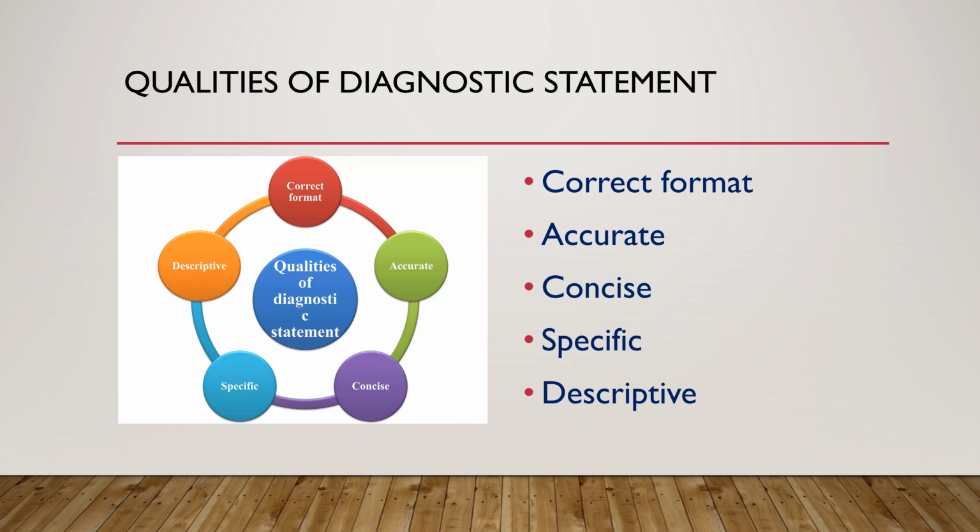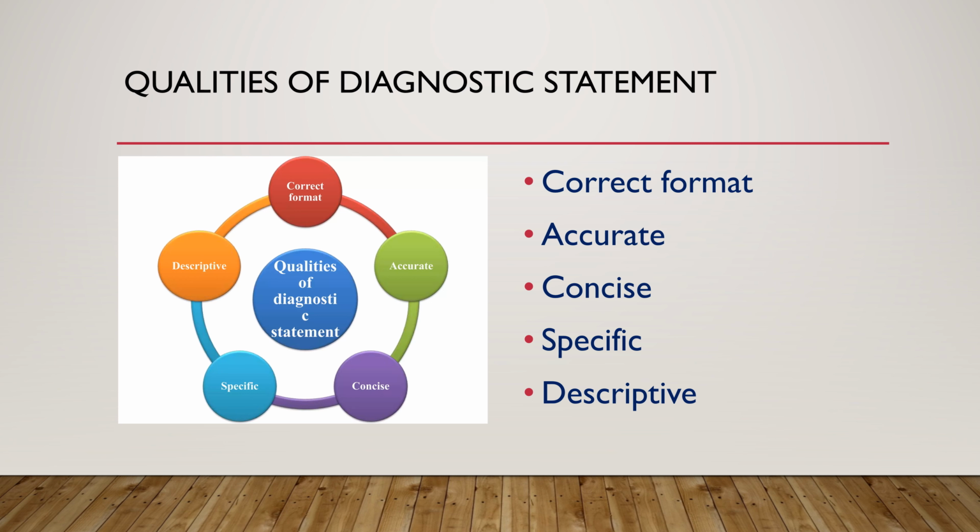So let's now discuss some of the qualities of the diagnostic statements. The first thing is that the format you are using is accurate. For example, for an actual nursing diagnosis, you have to use a three-part nursing diagnosis. For a risk diagnosis or potential diagnosis, you can use two parts. For a syndrome diagnosis, you can use one part. So you have to choose the actual format. It should be accurate: the actual problem present in the patient.